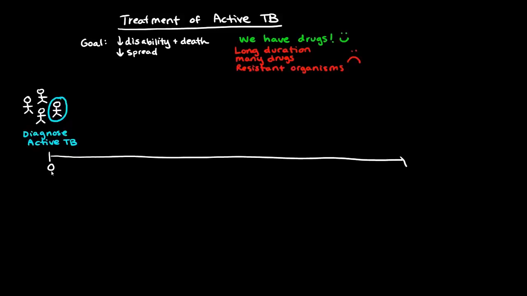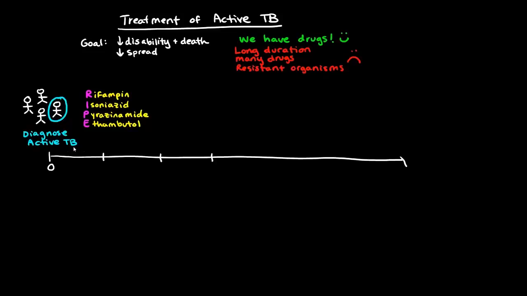And the 4 drugs that we start off with are, there's an acronym called RIPE, R-I-P-E, where the R stands for rifampin, the I stands for isoniazid, or INH, the P stands for pyrazinamide, or PZA, and the E stands for ethambutol. And we treat the patient with all 4 drugs right at the outset, and it's anticipated to be for a 2-month period.